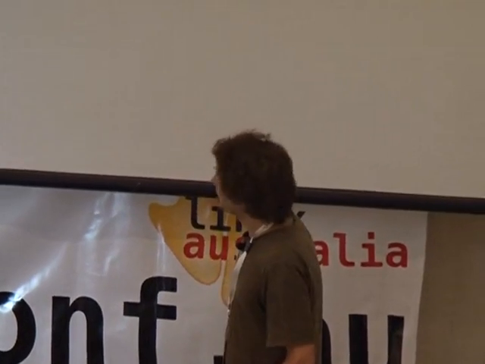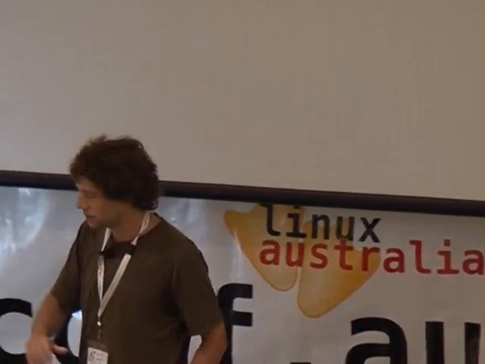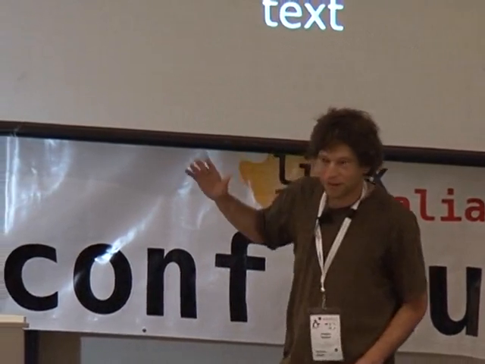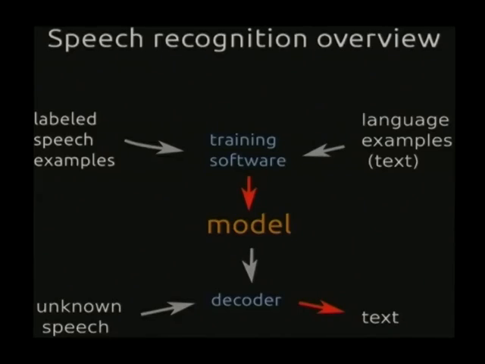Thank you. Yeah, so I'm talking about how to make open source speech recognition work without an American accent, or even with a non-standard US accent. This is a diagram of how speech recognition works, in an abstraction that's almost a lie. You get a whole lot of data and you squeeze it through training software and it makes a model. And then they have what they call a decoder that takes your unknown speech and turns it into text.